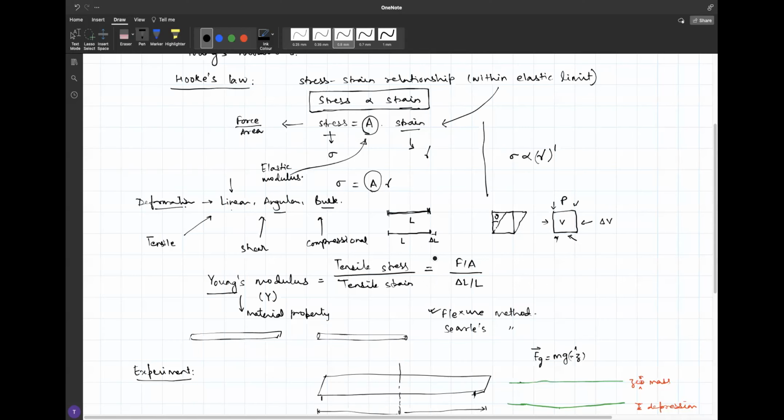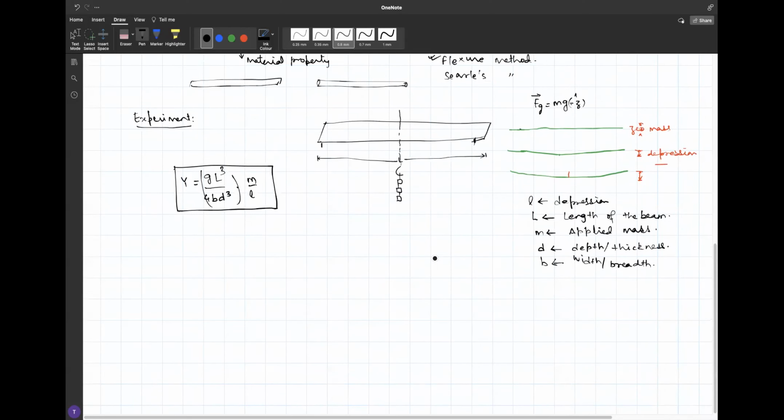So what is a microscope anyway? I mean, why do we need a microscope? This is just measuring the Young's modulus. We have a beam, we can see the length, we can measure the breadth and the width. Why at all do we need a microscope? That's the question. And what is the cross mark?